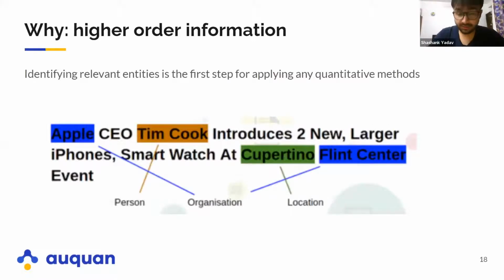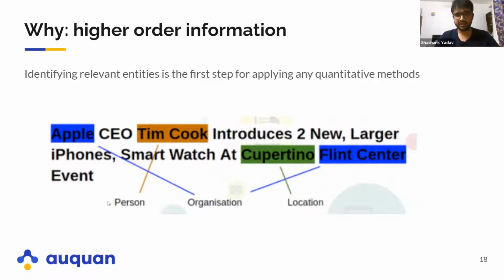Okay, so why are we trying to extract this information, extracting relationships? Identifying entities is actually the first step in anything that you want to do later. Suppose you wanted to train a machine learning model to predict price from annual reports or from news. Just directly training on text won't give you good results. You need higher order information.